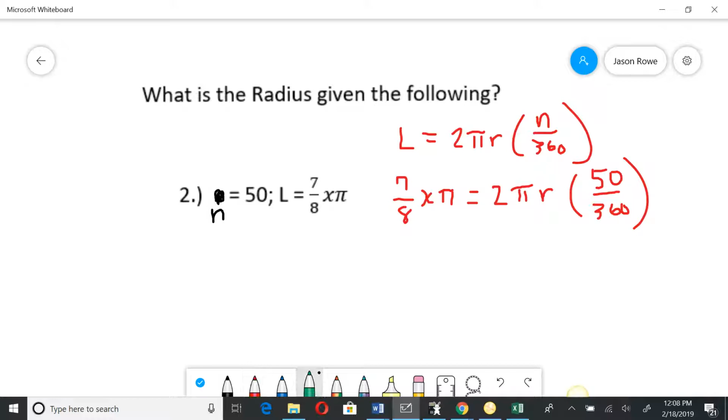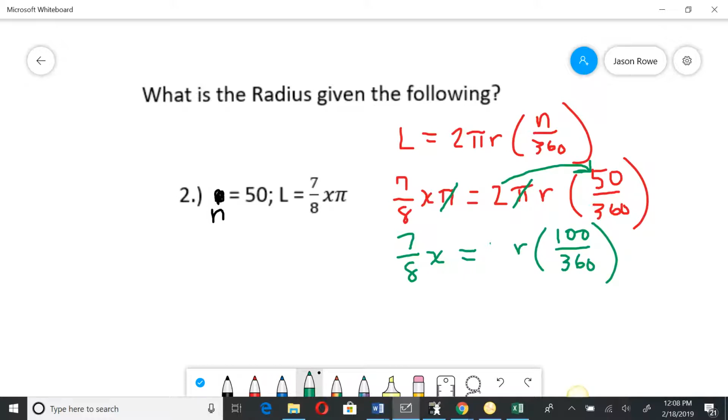So what can I do here? Well, same as the last thing. I've got pi's on both sides. I can divide those pi's out. So they're just going to cancel since they're the same thing on each side. So that's going to leave me 7/8 x equals 2r. And actually what I'm going to do over here is multiply 2 times 50 to make that 100. So that's going to give me r times 100 over 360.